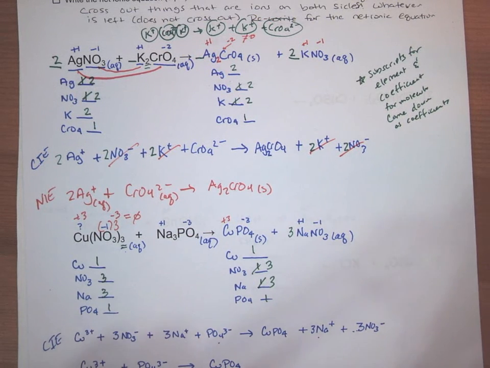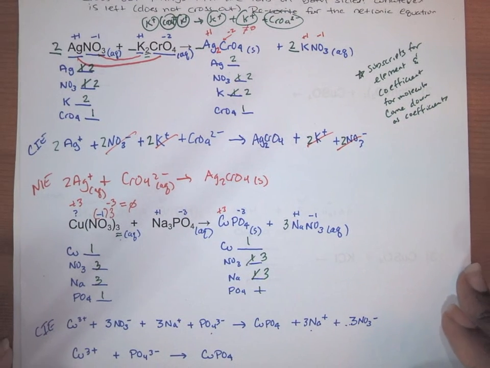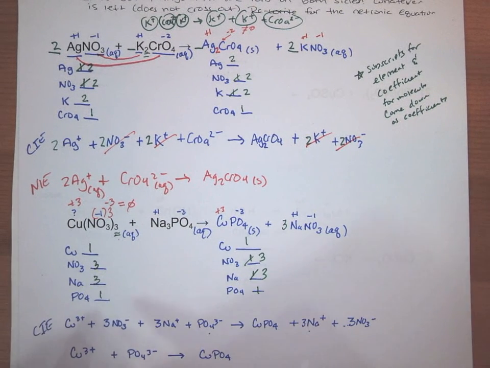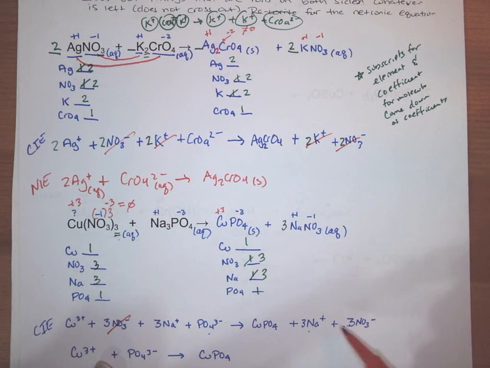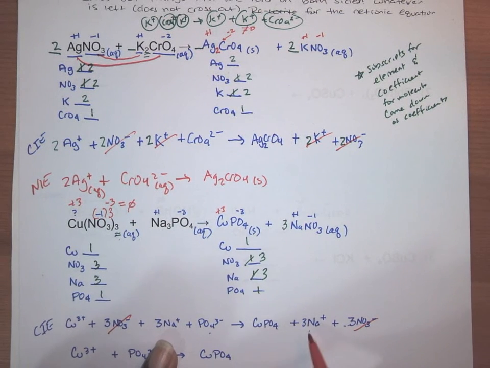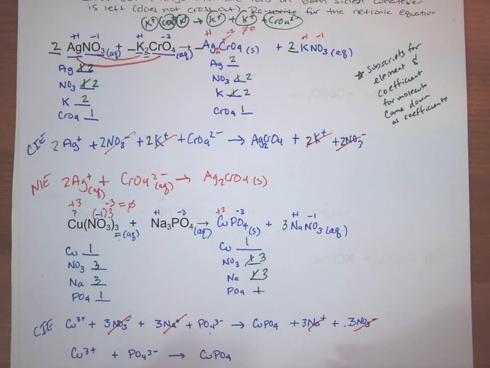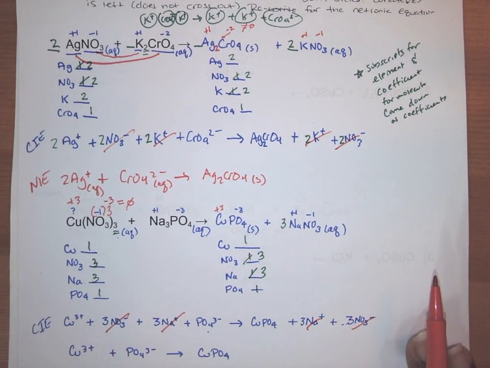So now what I need to do to make my net ionic equation is cross out anything that's an ion on both sides. It has to look exactly the same on both sides. Copper 3+ on the reactant side, but no copper 3+ on the product side, so I can't cross it out. NO3- on both sides, crosses out. Na+, crosses out. Phosphate on one side, PO4 3-, but copper phosphate on the product side, so they're not exactly the same, so I can't cross them out. And what I have left here is my net ionic equation shown at the bottom.